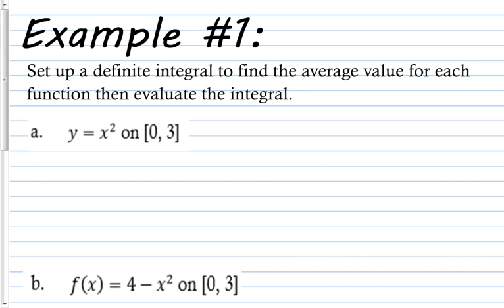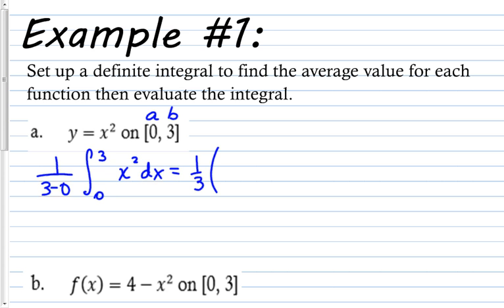Okay, so example 1, set up a definite integral to find the average value for each function, then evaluate the integral. All right, so if you remember, average value is 1 over b minus a. This is a, this is b. So 1 over 3 minus 0, and then the limits from 0 to 3, and x squared dx. So I'm going to integrate this and multiply it by 1/3. So 1/3, and then I'll put it in parentheses. X squared becomes x cubed divided by my new exponent, which is 3. And then this is getting evaluated from 0 to 3.